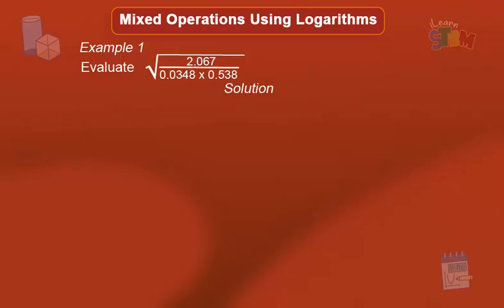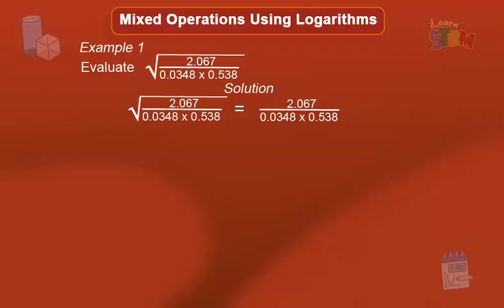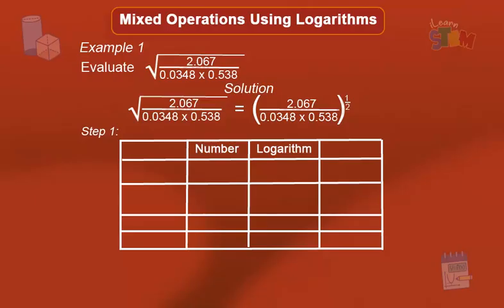This gives us the square root of 2.067 divided by 0.0348 multiplied by 0.538 equals 2.067 divided by 0.0348 multiplied by 0.538, all in bracket raised to power 1 over 2. Let's break this down step by step. Step 1. We will draw a table and insert the number we are evaluating in the first row. We are solving for the numerator first.